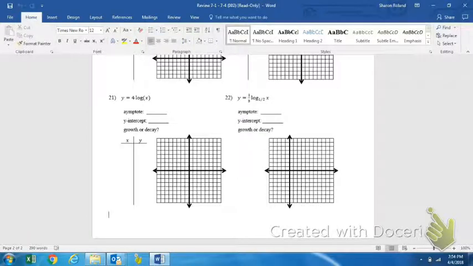All right, number 21, we're going to put y into y equals 4 log x. Graph it to see what you're looking for. Okay, so when you graph that, it's interesting. So we're going to get some points. So I'm going to go to the table to get the points.